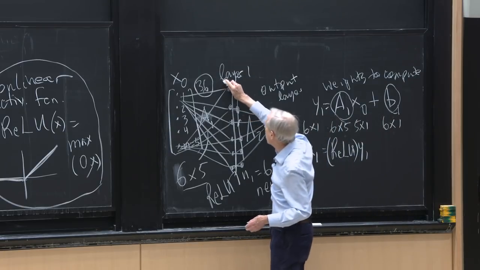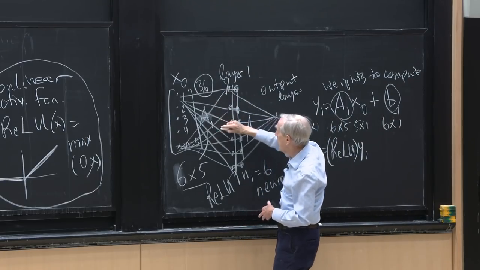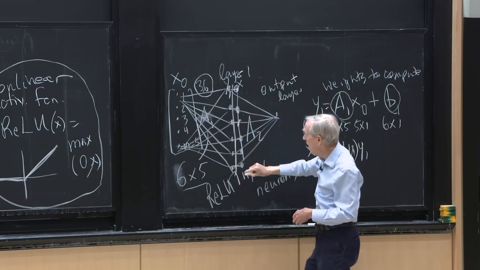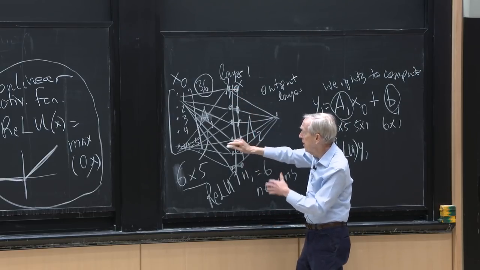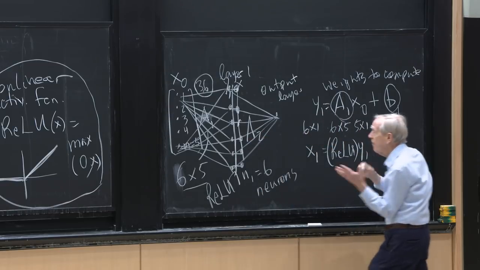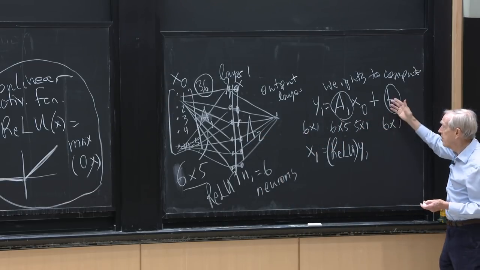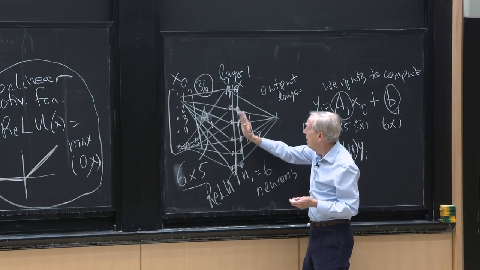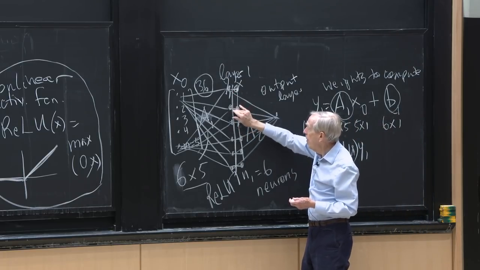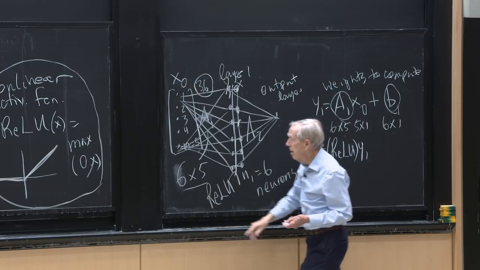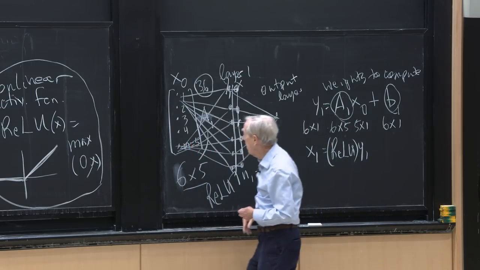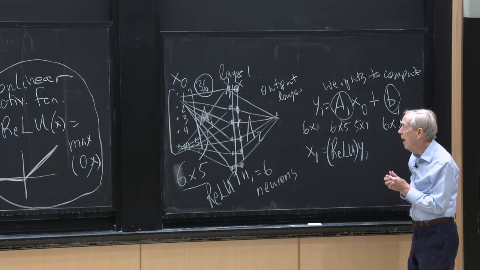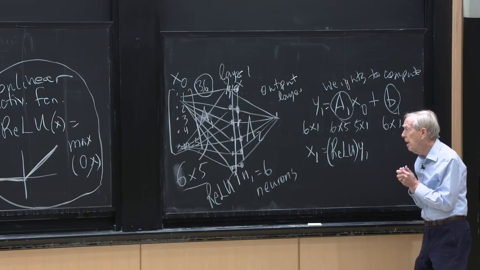So here are the Y's from the linear part, and here are the X. That's Y1, that's the vector Y1, from just the linear plus an affine map, linear plus constant, that's affine. And then the next step is component by component, we apply this function, and we get X1. And then do it again and again and again.